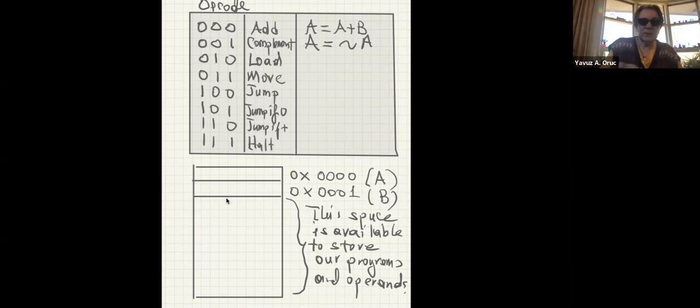But the first two locations are off limits. That means we cannot put any programs in there, because if we did, we're going to end up creating a mess, because those are the two places with which our instructions will operate. As a result, if our programs go in there, then we're going to end up adding and complementing and doing other things to our instructions themselves, and that will be somewhat deadly for a computer.